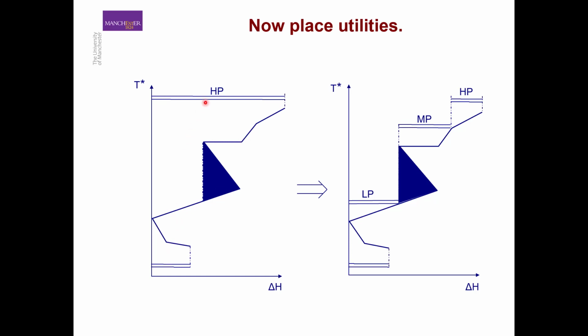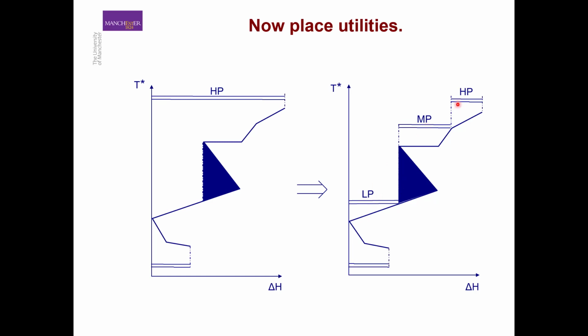And this high pressure steam is quite expensive. So is there any other alternative? Yes, there is. We can use a mixture of different pressure steams. For example, for this part of the grand composite curve, we can use high pressure steam. For this part, we can use the medium pressure steam, and then for the last bit here, we can use the low pressure steam.